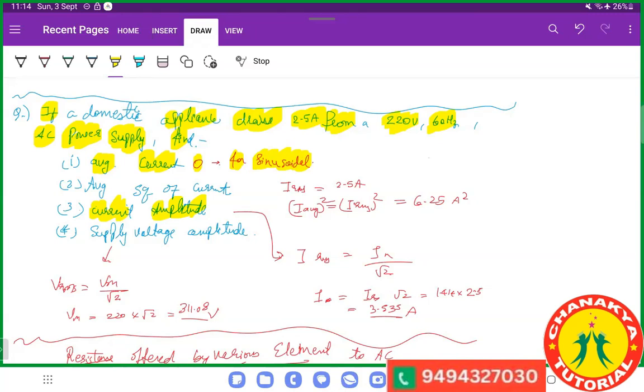Next, the square value of current. The average square value equals the RMS value. RMS is what? Root mean square. So if I square this one, 2.5 squared is 6.25. This question is not so difficult.